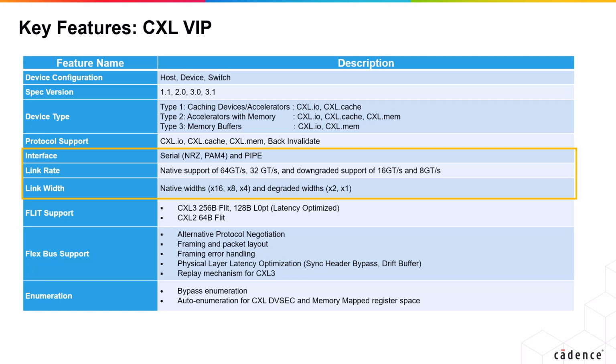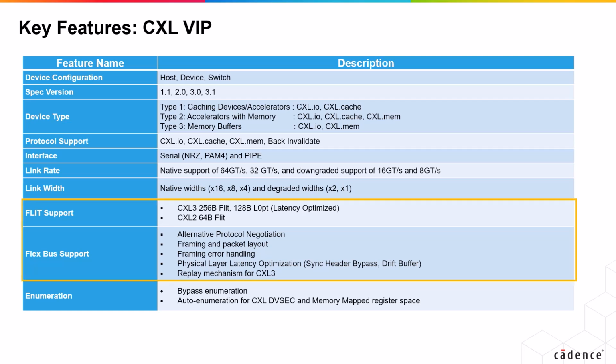Link rates supported are 64 gigatransfer per second, 32 gigatransfer per second, and downgraded support for 16 gigatransfer per second and 8 gigatransfer per second. Similarly, the link widths of x16, 8, and 4 and the degraded widths of x2 and 1 are also supported. The Flit format supported with CXL3 variant is 256 byte Flit and latency-optimized Flit of 128 bytes. CXL2 with 64-byte flits is also supported.